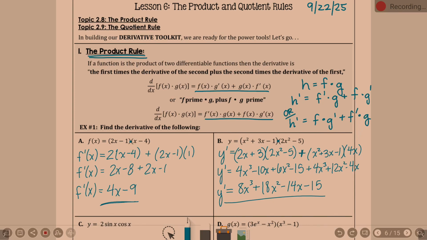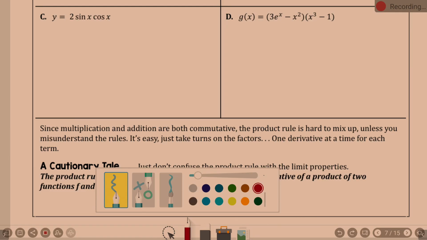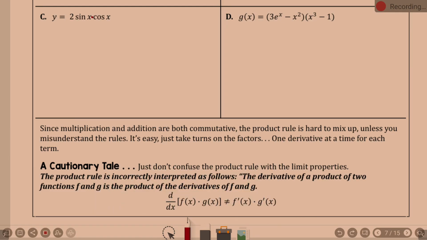Okay, continuing along. Notice the next one. Y equals 2 sine x cosine x. Do we have a product going on here? Yep. We do. Okay, we're looking at a product, and here's the deal. The 2 is a constant. The 2 doesn't matter. But I see sine x times cosine x. So I'm going to kind of, in my brain, I like to break that up into 2 sine x times cosine x.